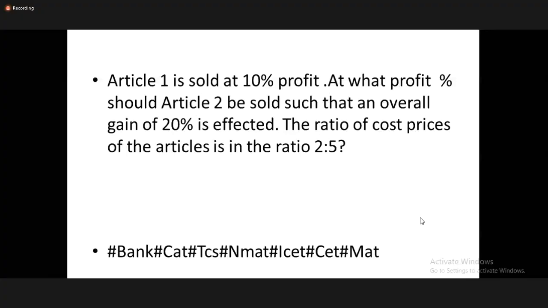Article 1 is sold at 10% profit. At what percent profit should article 2 be sold? Okay. The other way of solving the situations now.